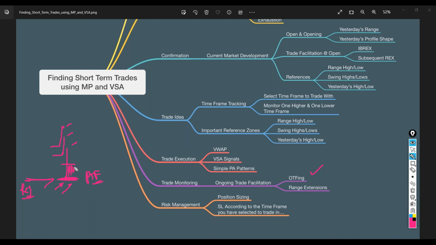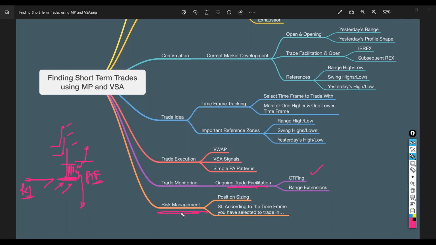And then you can still hold on to your position, maybe tighten the stop loss or whatever, because there is likelihood that we might break down or we might go back up. If this happens, your stop loss takes you out of the trade. If this happens, your stop loss has kept you in the trade, making you more money. So you monitor ongoing trade facilitation.